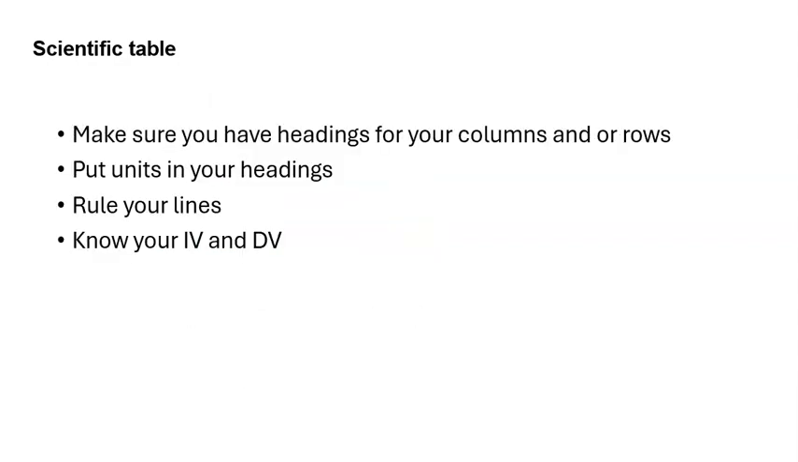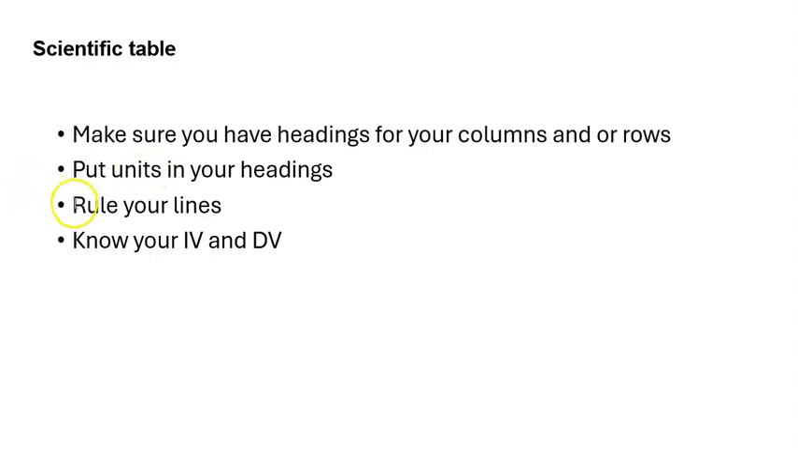So let's have a look at some pointers for doing a good table. The first is we want to have headings for your columns and rows, depending if you need them for your rows. We're going to use what's called units in your headings if appropriate. A unit is just something like milliliters, grams, kilograms, etc.